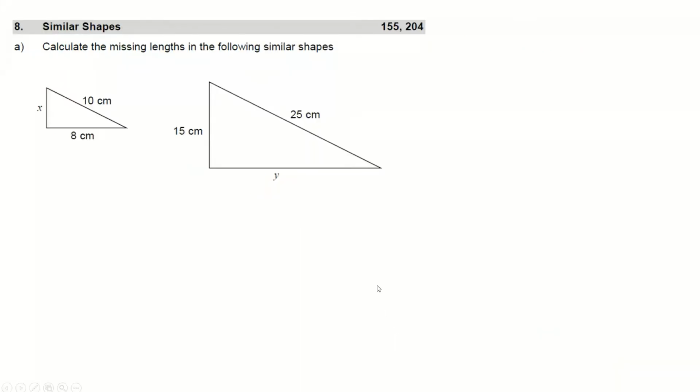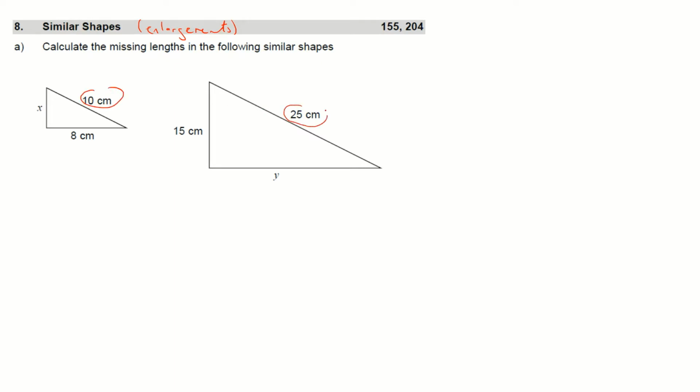Okay, question 8 then, similar shapes. Pause the video, have a go, and come back to us. All right, remember now, similar shapes are shapes that are enlargements of each other. So shapes are only similar, mathematically speaking, if one shape is an exact enlargement of the other. So I need to find the missing lengths for these similar shapes first of all. So I'm just looking, aren't I? Remember, I'm looking for the scale factor.